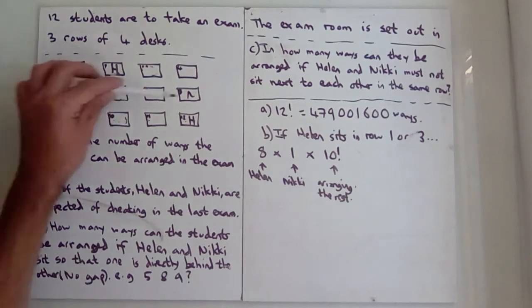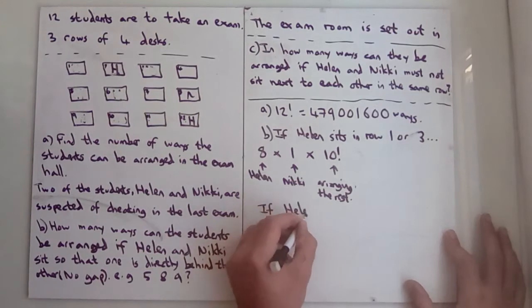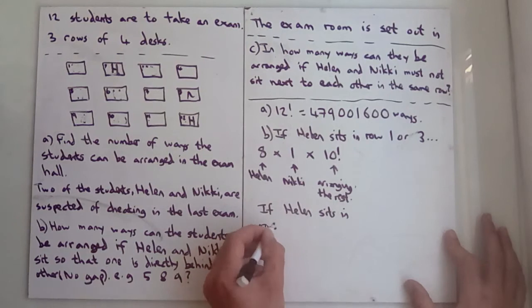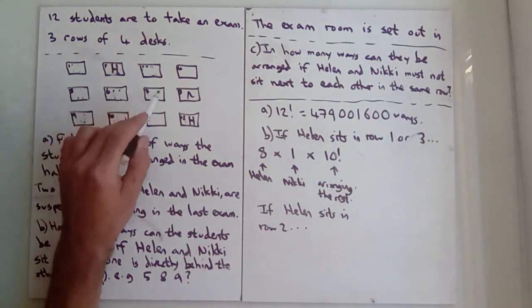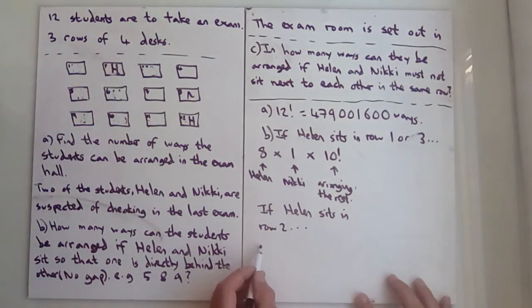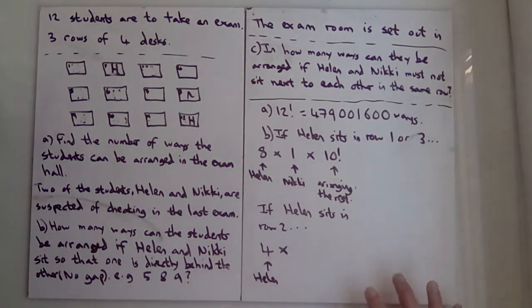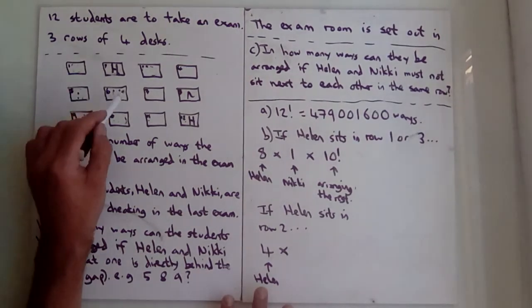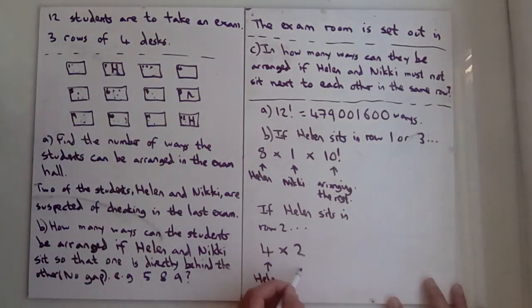So then if she sits in row 2, it's slightly different. If Helen sits in the middle row, well, Helen's got 4 possibilities. So you've got 4 places Helen can sit, so 4 ways she can do that. And then for Nikki, once Helen's selected a seat, whatever one of these she picks, Nikki's got 2 choices then. So 2 for Nikki.